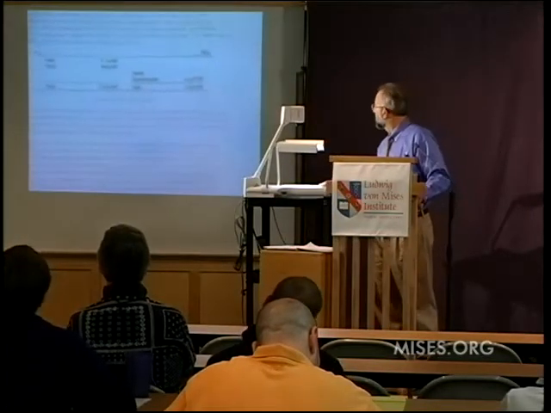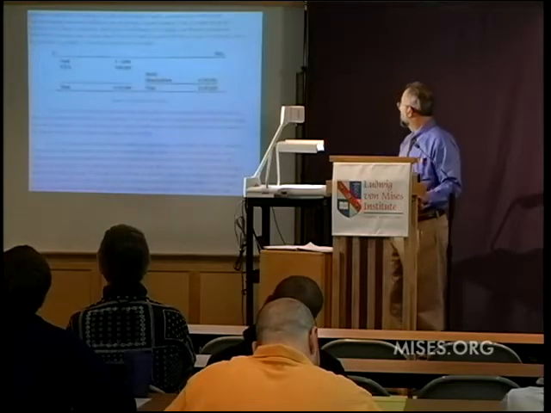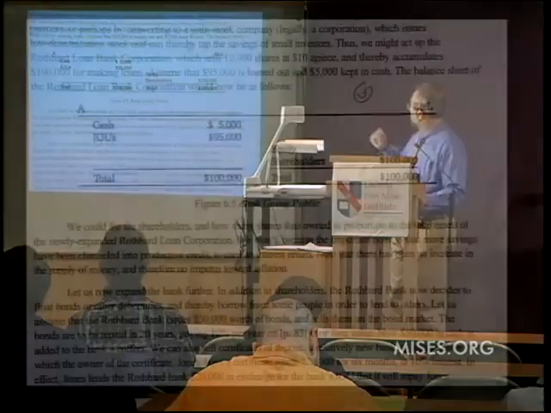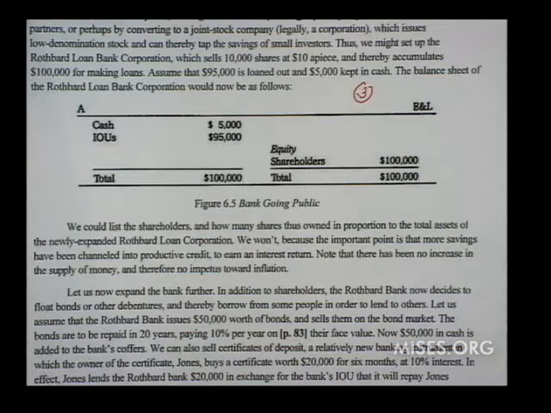Now, if this bank, quote, goes public, it issues stocks, and you have on the right side equity owned by shareholders. Let's say the bank expands to $100,000 of equity. And then, again, loans are made. $95,000 of that equity is transferred to borrowers, and those borrowers then spend the money. That money is not available to the shareholders until it is returned at the end of the term of the loan.